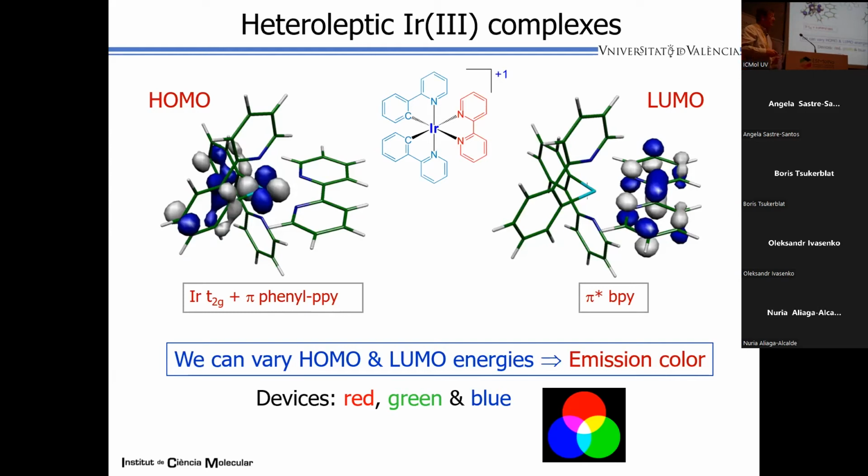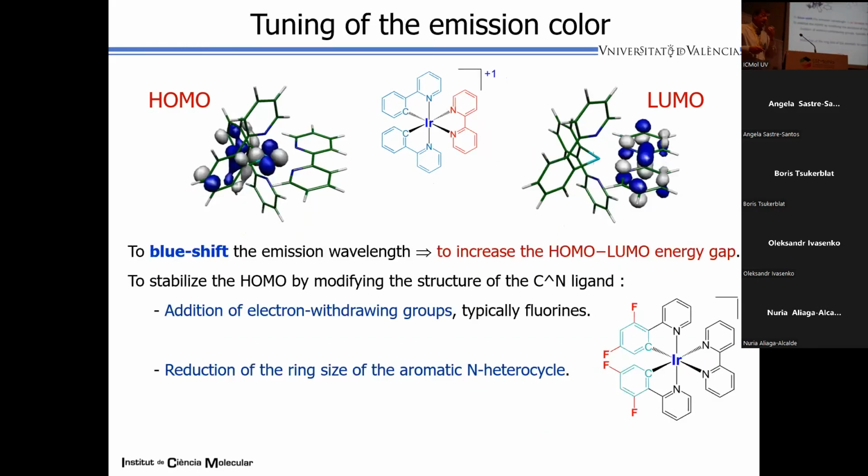It's very important to have emission in at least blue, red, and green, to have white. Okay. The most difficult one is the blue emission. And the strategy to do that, usually you have to increase the HOMO-LUMO gap.